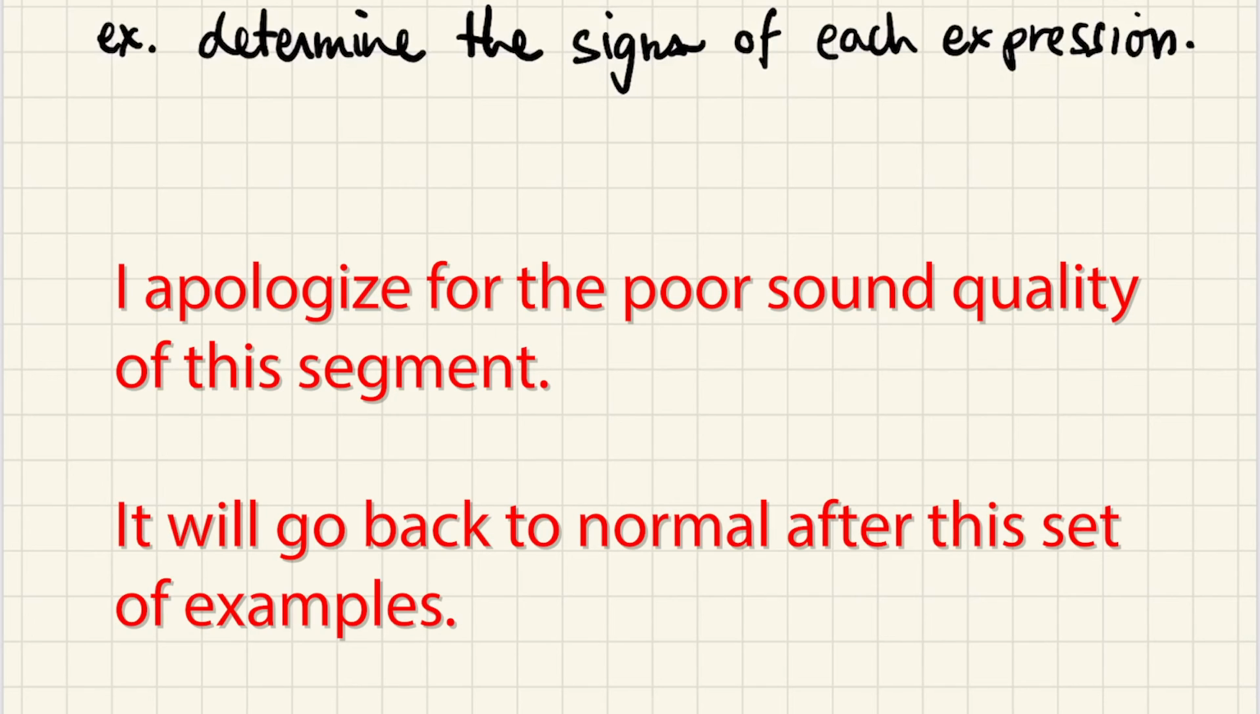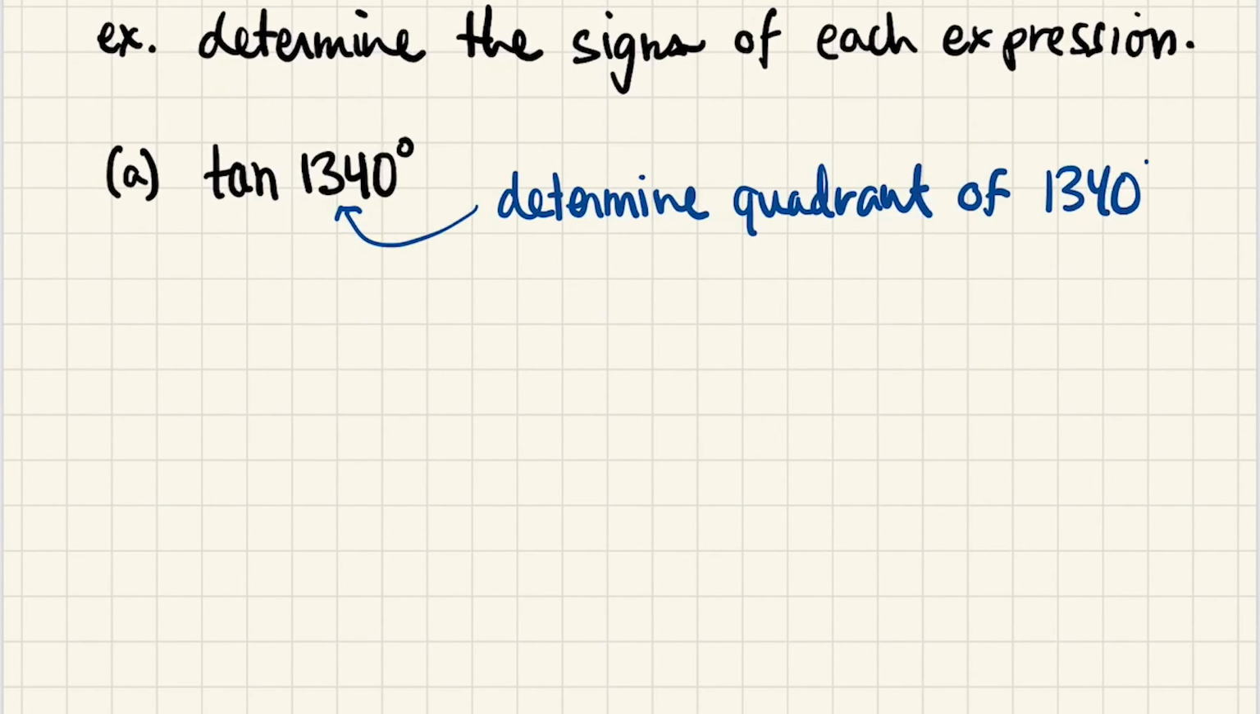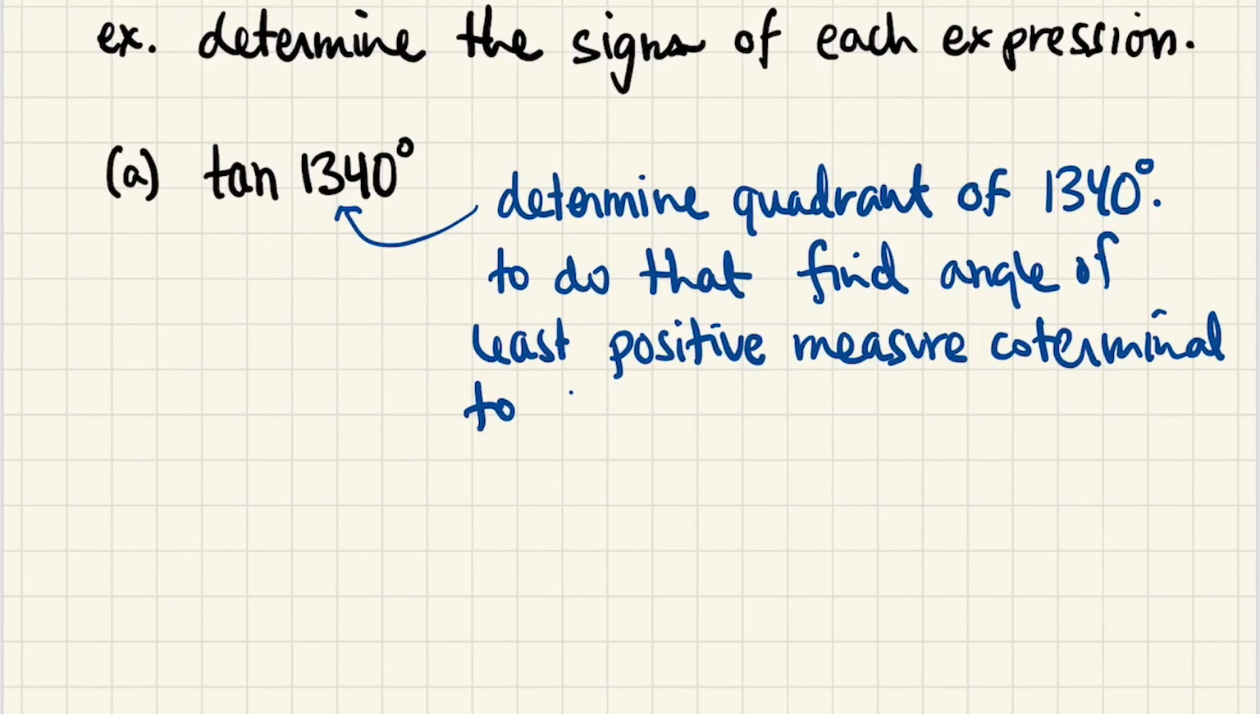Okay, let's look at some trigonometric expressions and see if we can determine their sign, whether they're positive or negative. So we'll start with tangent of 1,340. So the first thing we're going to need to do is determine the quadrant of that angle. Well, it's not clear. The only obvious ones are angles between 0 and 360. So in order to do that, we should find the angle coterminal to 1340 that's between 0 and 360. Okay, well that process involves, in this case, subtracting 360 degrees a bunch of times.